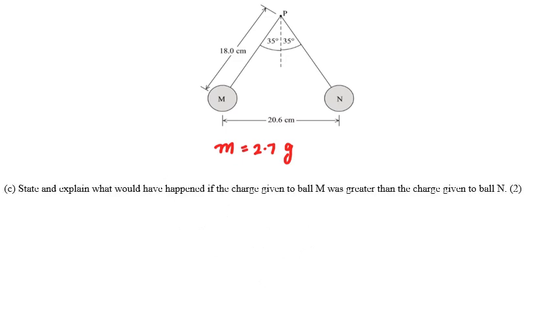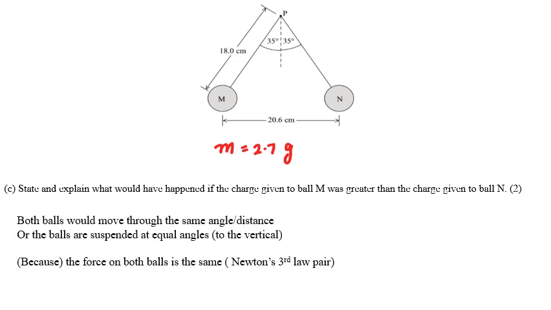Next question is, state and explain what would have happened if the charge given to ball M was greater than the charge given to ball N. Right now, M and N are having identical charges and they make an equal amount of angle too. So if the magnitude of M increases, still both charges would be moving further by an equal amount of angle. Today we had discussed the Newton's third law pair nature of Coulomb forces. The magnitude of force acting on both charges remains the same. So both balls would move through the same angle or distance.